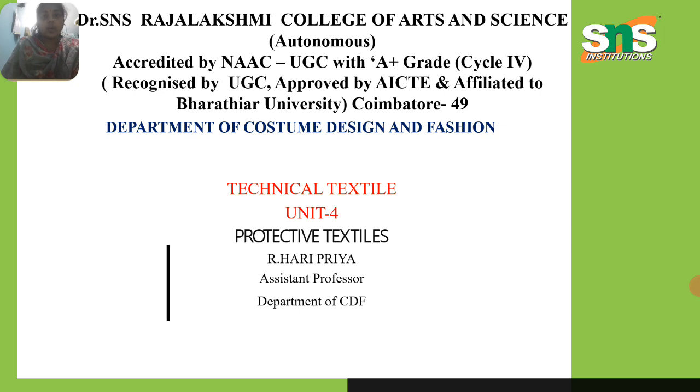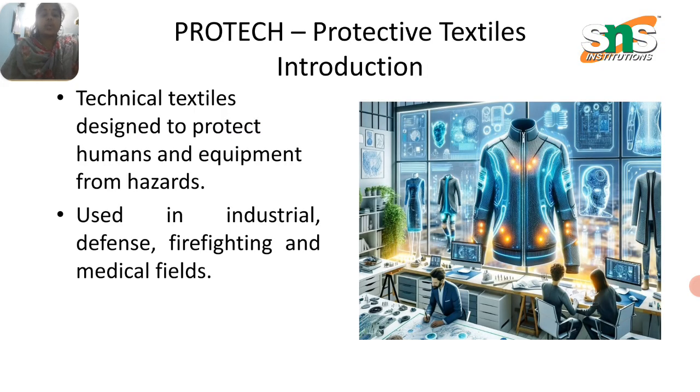So in this video, we are going to see about protective textiles. So what is protective textiles? The technical textile designed to protect the human and equipment from hazards used in industries, defense, firefighters and medical fields. So mainly used to protect the humans and the equipments from hazardous outside environment or anything else. So mainly it is used for protection purpose.